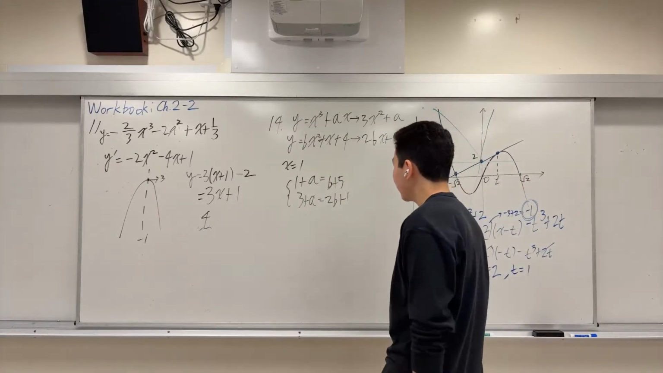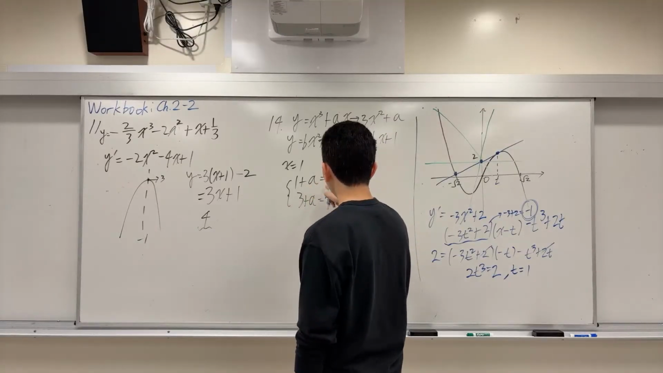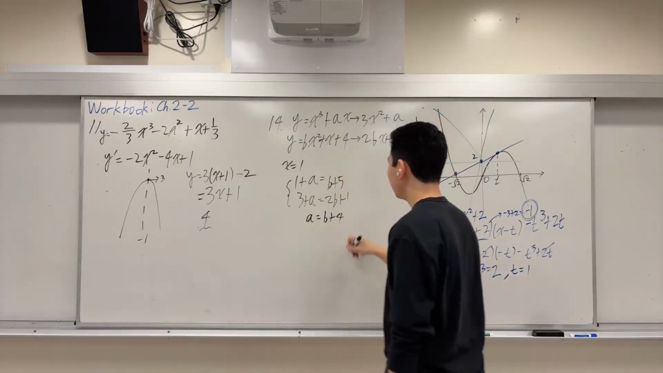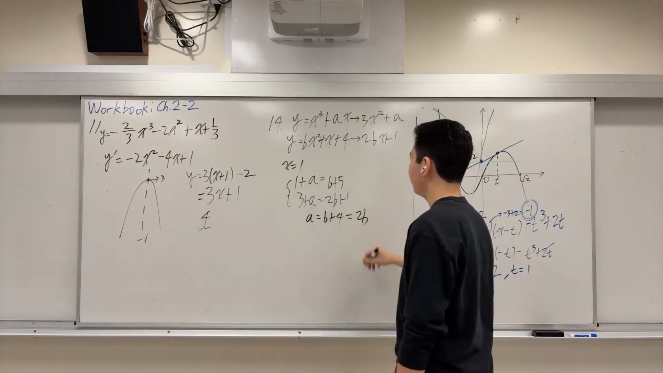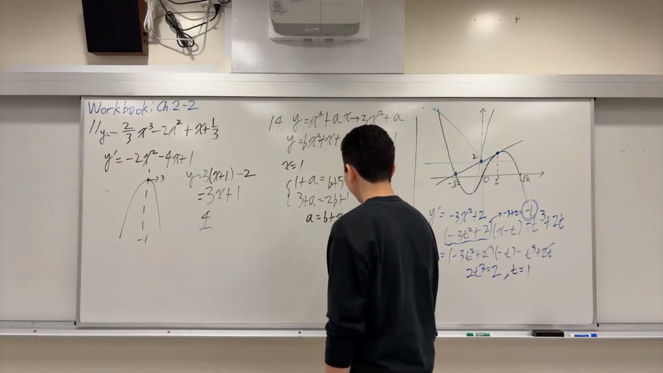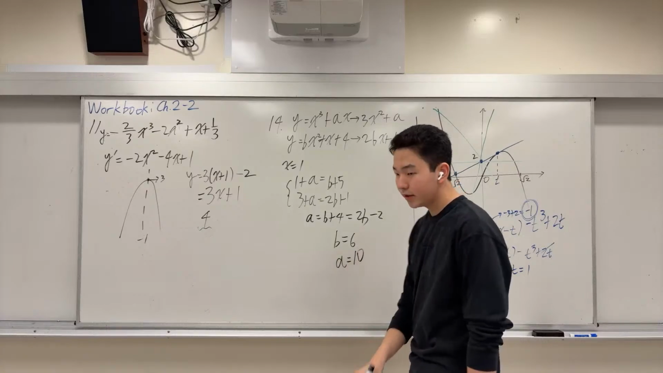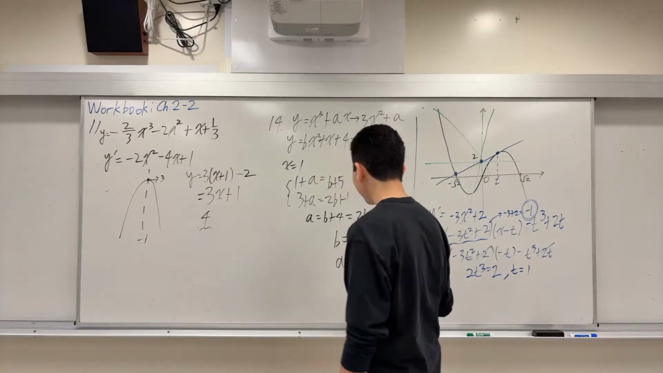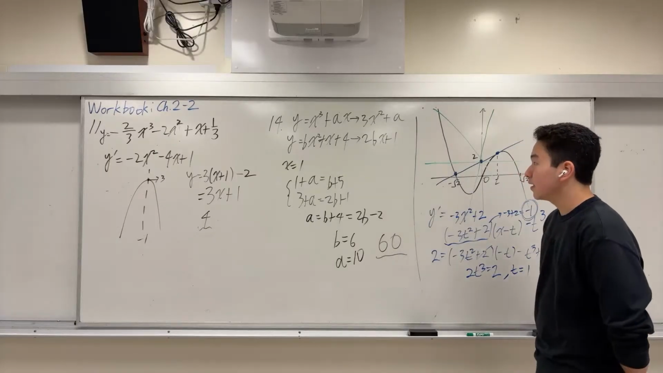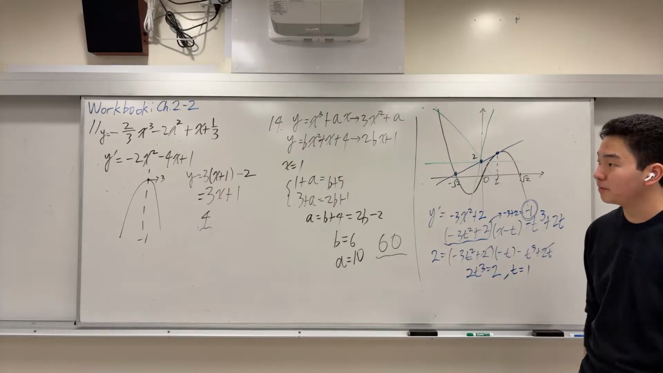What I could do is set both of these equal to a. So a equals b plus 4 in this case, and in the bottom, a equals 2b minus 2. So we can now solve for b. b equals 6 and a equals 10. And there you go. Find the value of a times b. So the answer would be 60. Okay, yeah, so that's how you would solve curves that are tangent to each other.